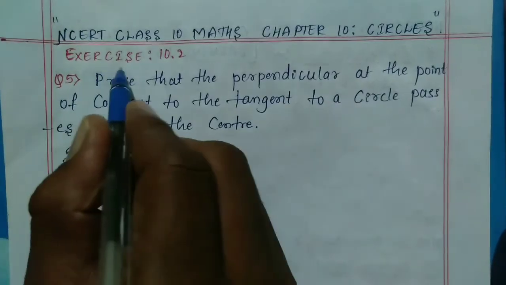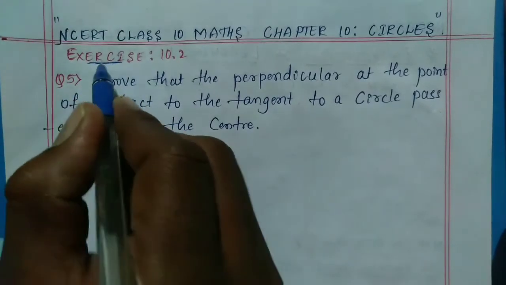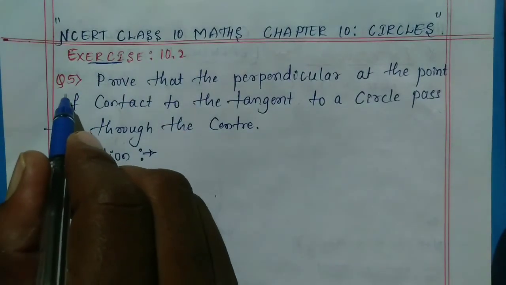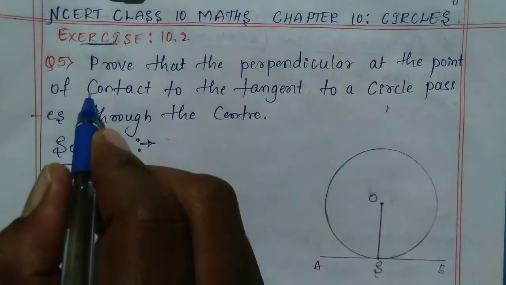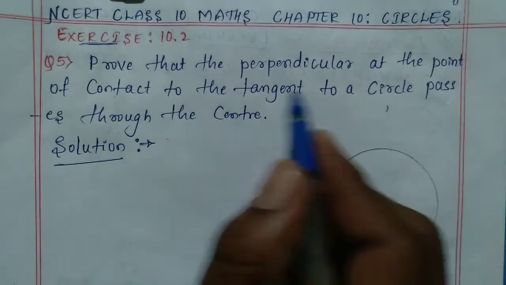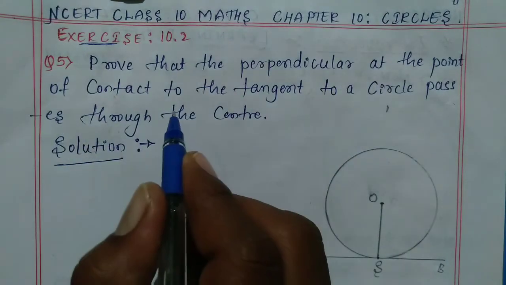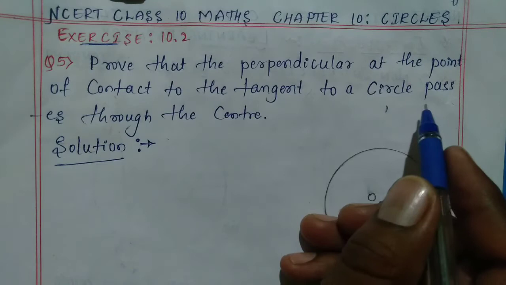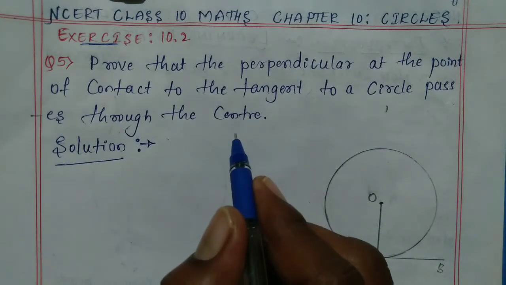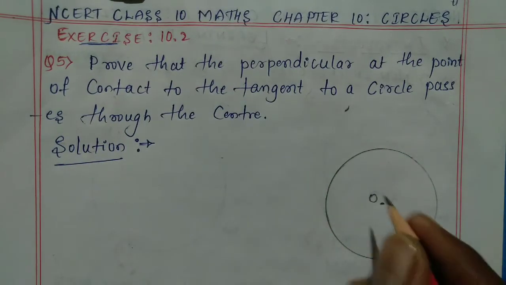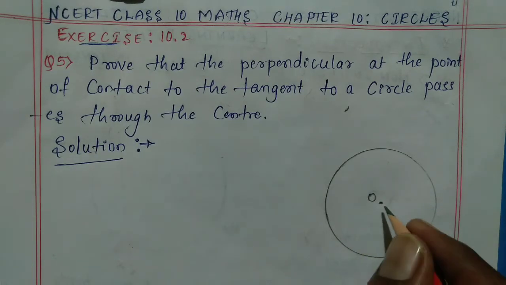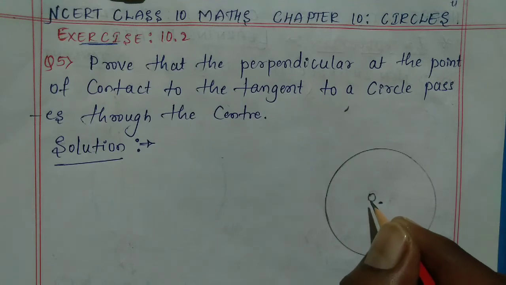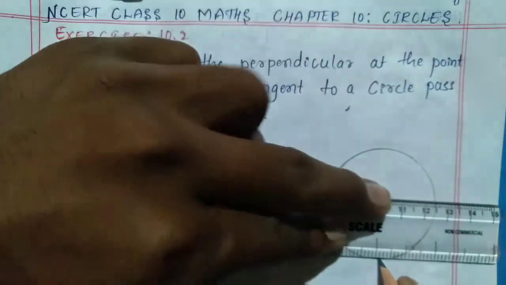So in exercise 10.2, I will now discuss question number 5. The question is: prove that the perpendicular at the point of contact to the tangent to a circle passes through the center. So first I will draw one circle with a convenient radius. After that, this is the center of the circle. Next I will draw one tangent, that is AB.